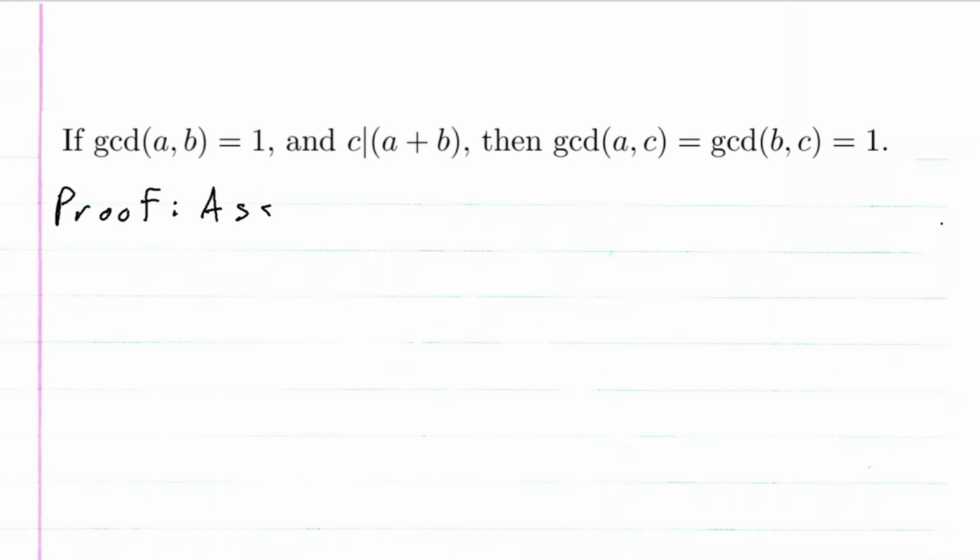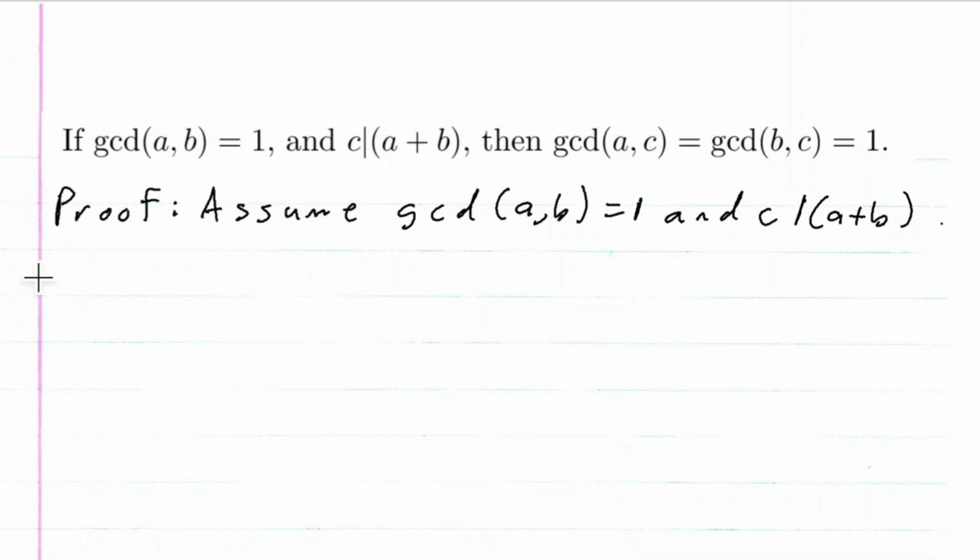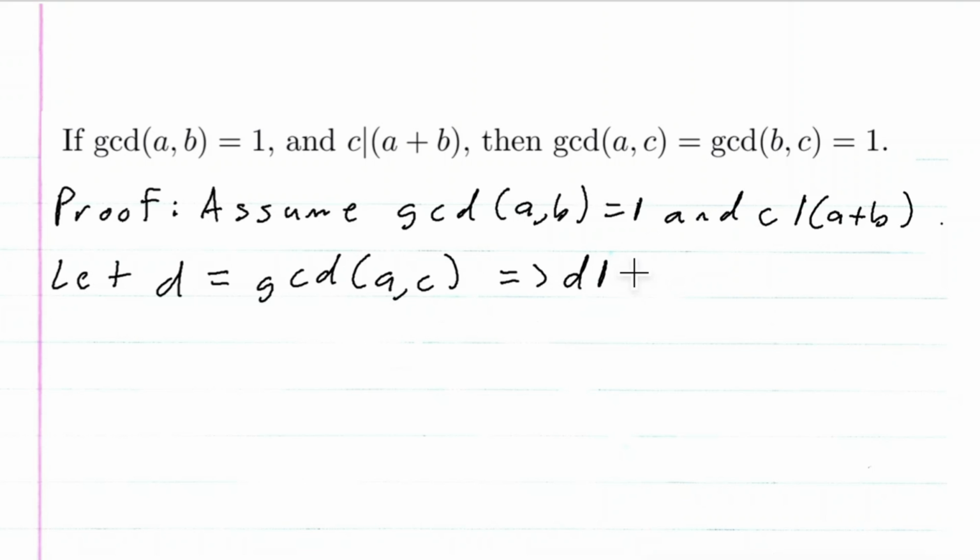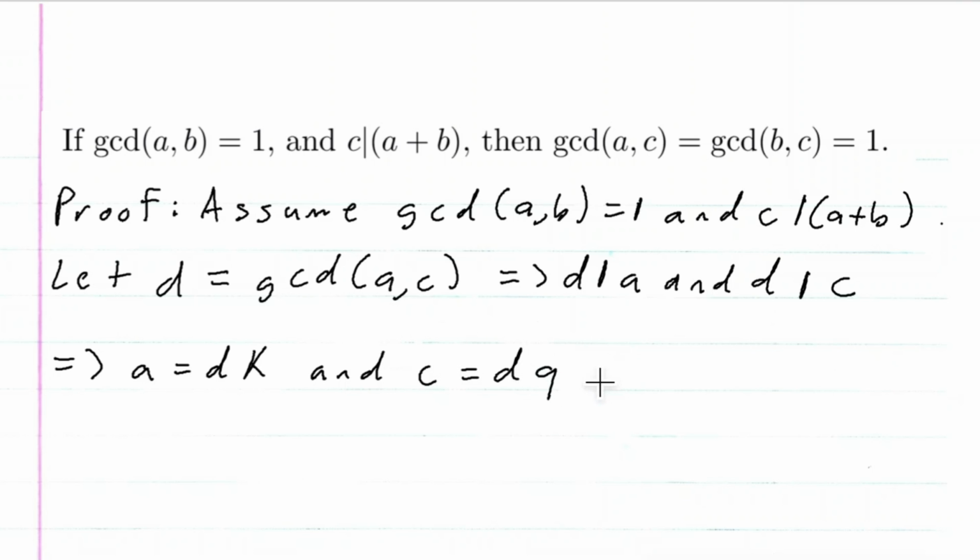So we're going to assume the GCD of A and B is equal to 1, and that C divides A plus B. So Burton tells us, as a hint, to let D be equal to the GCD of A and C. So this implies that D divides A and D divides C. So using the definition of divisibility, this means that A is equal to dk and C is equal to dq, where k and q are integers.